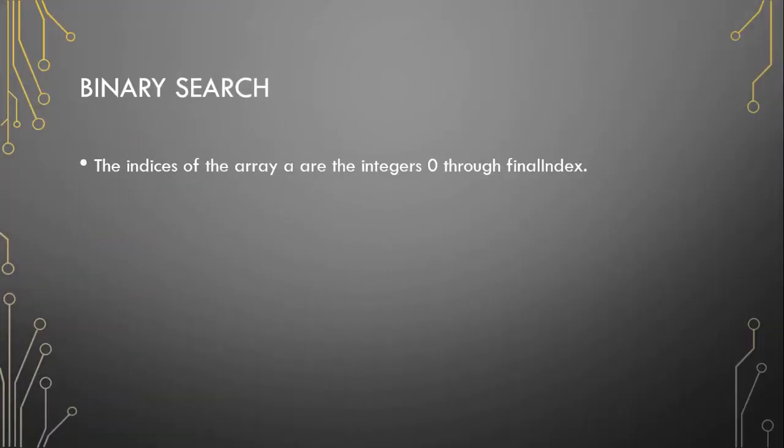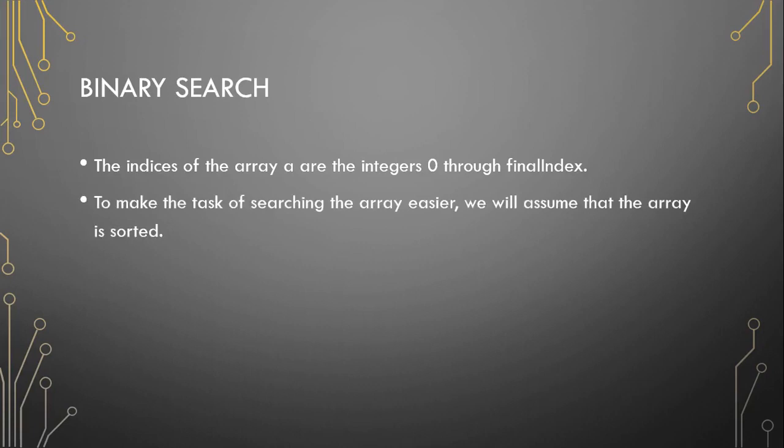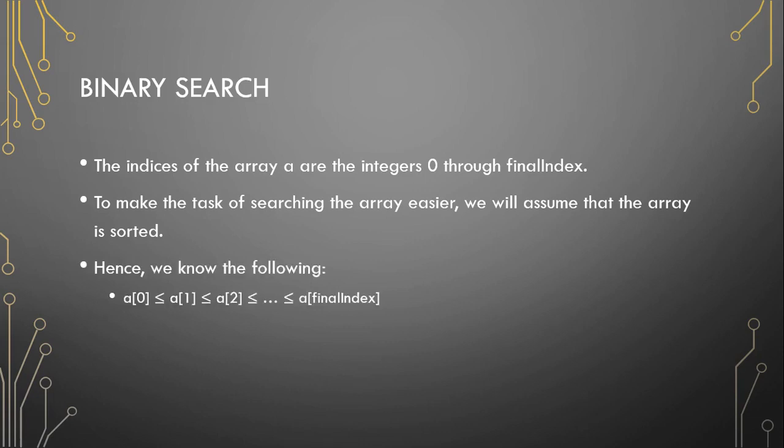So the indices of the array are the integers 0 through final index. To make the task of searching the array easier, we're going to assume for this first purpose that the array is sorted. Now if your array was not sorted, obviously all you need to do is go through and do a sort. Once it's sorted, we know the following: a[0] is less than or equal to a[1], which is less than or equal to a[2], less than or equal to ... all the way up to a[final index].